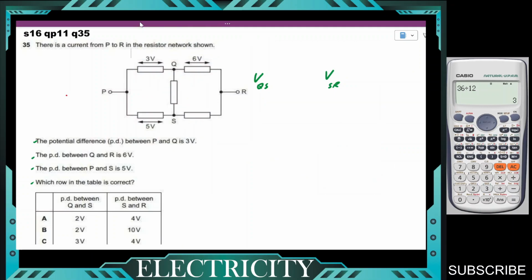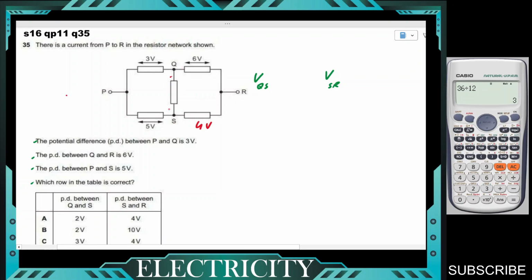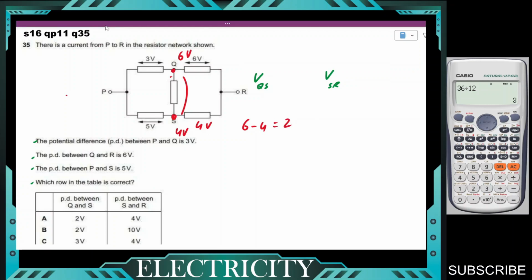Now once you have found the potential difference between S and R, which is 4 volts, you can take the difference from either side and you'll get the potential difference between Q and S. For example, you can say that this one is at 6 volts and this end is at 4 volts. Now what is the difference in the potential? 6 minus 4, which is 2 volts. Or you can check from the other side as well.